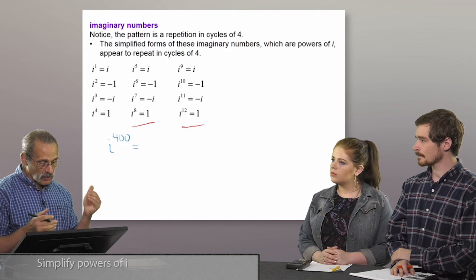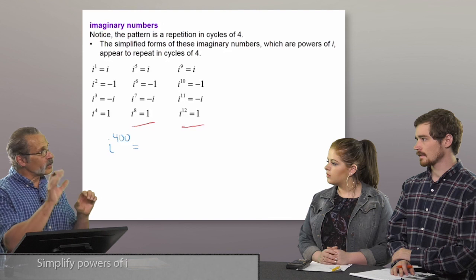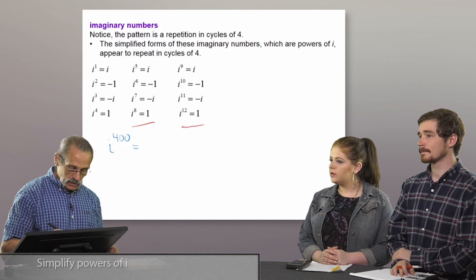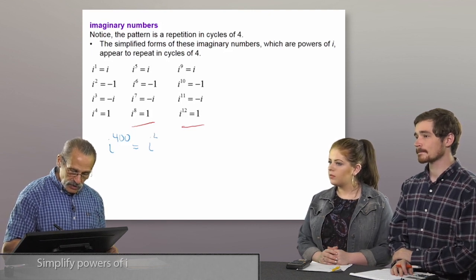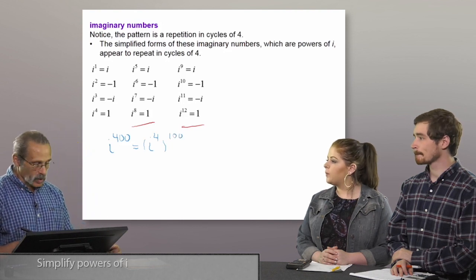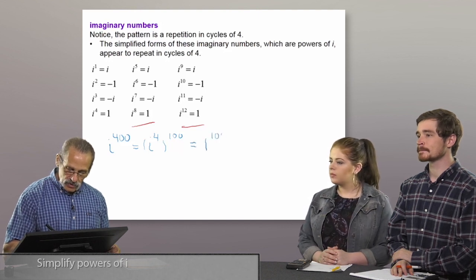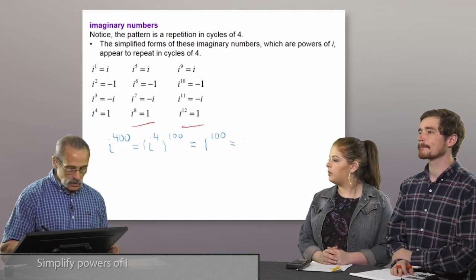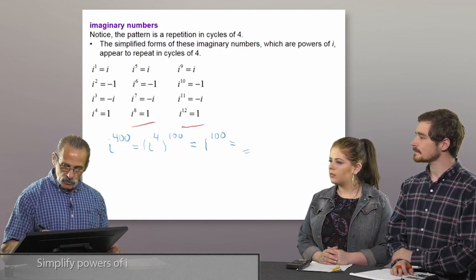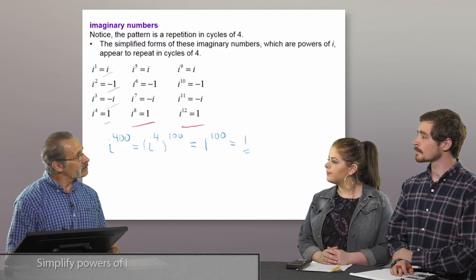So I'm going to divide 4 into 400. And then I'm going to ask you how many times does it go in and what's the remainder? Well, how many times does 4 go into 400? 100. Okay, so now I have i to the fourth times i to the 100th, and there's no remainder, right? And i to the fourth we know is 1, so now I have 1 to the 100th, and 1 to the 100th is 1. All right, so our only acceptable answers are going to be i, negative 1, negative i, or 1.